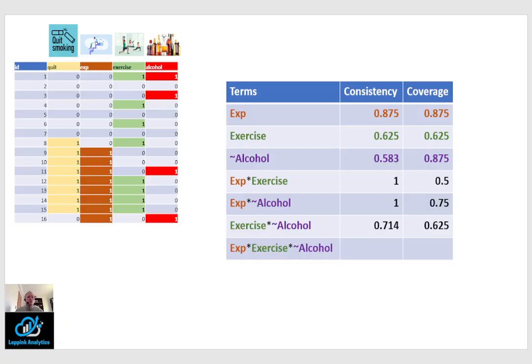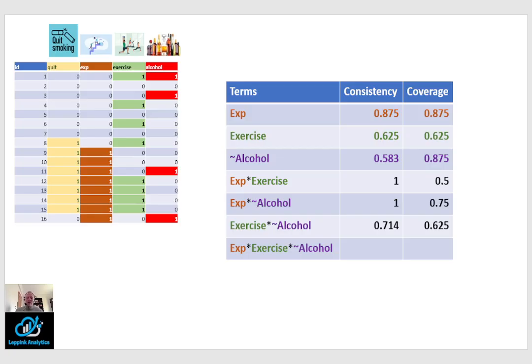Of this combination, we find 3 participants in the control group and 4 in the intervention group. And of these in total 7 people, only 5 quit smoking. Hence a consistency of 71.4% or 0.714. And since out of the 8 people who quit smoking, 5 have the combination of exercise and a low alcohol intake, the coverage is 0.625.